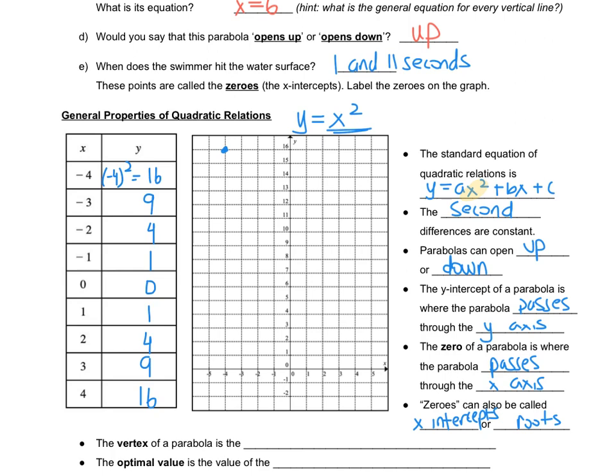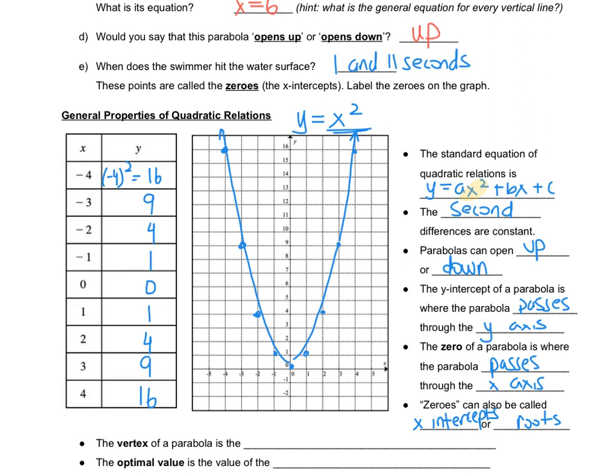And now I'm going to plot these points. So -4, 16. -3, 9. -2, 4. -1, 1. 0, 0. And then the same thing on the other side because of the symmetry. And then I will connect these dots as best as I can to create this parabola shape. And notice that this parabola opens up.